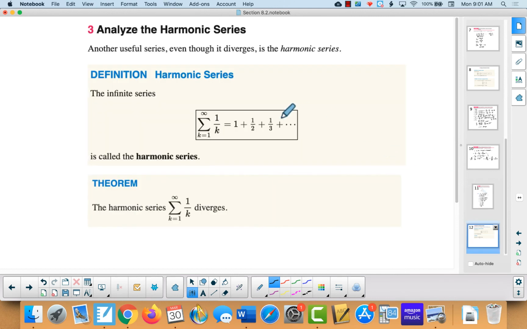A harmonic series is another series that continues on infinitely. A harmonic series is when you take 1 and then you add the fraction 1 over 2, and then 1 over 3, and 1 over 4, and so on. And so if you write it in summation form, it's k equals 1 to infinity of 1 over k, because this is 1 over 1, and that is going to always diverge.